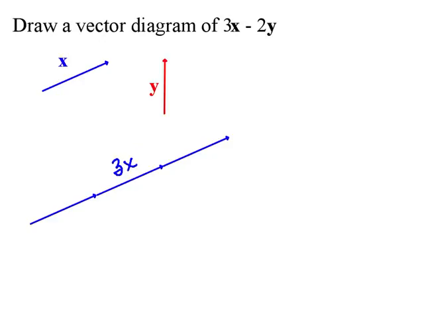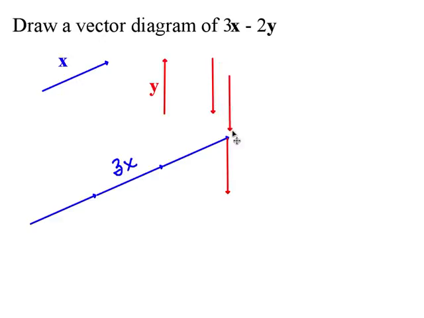Now, what do you think the negative 2y means? Because here's y, right? What do you think the negative's going to do? The negative's going to make it go the other way, like this. So now what I've got is negative 2y. So if I have negative 2y, that's going to be 1y.